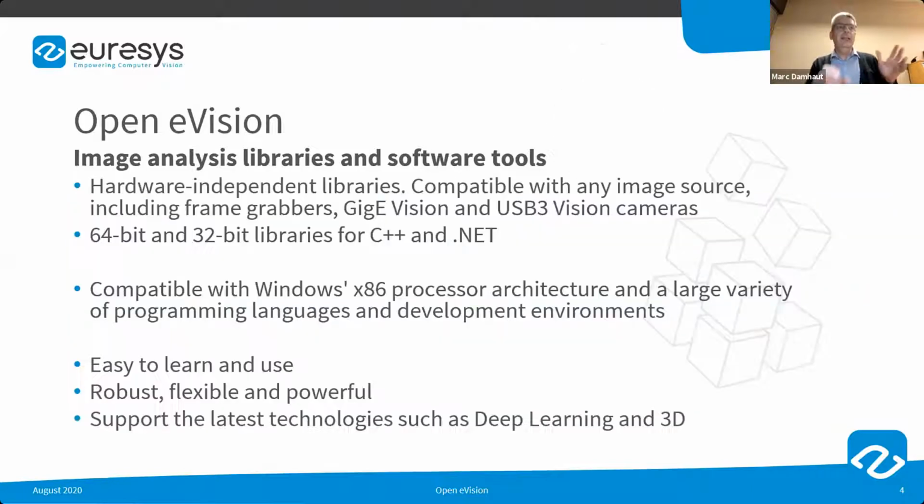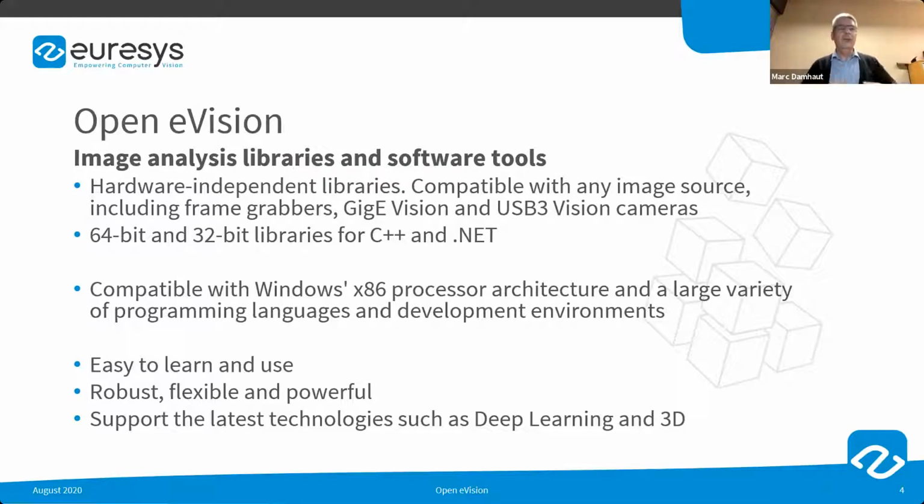As I said, these are image analysis libraries. So at Euresis, we don't make machines, we don't make systems. We build components, and in this case, we build libraries that are integrated into your application, I would say, if you are interested in our products. So our libraries are integrated into systems, into machines, into inspection machines all over the world. They are hardware-independent libraries. They do not rely typically on a specific hardware. They are compatible with any image source.